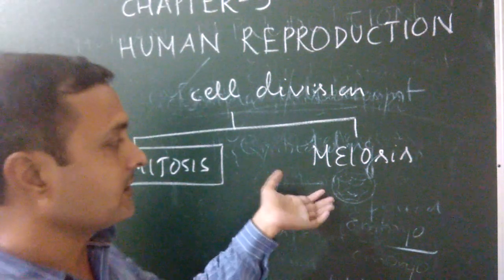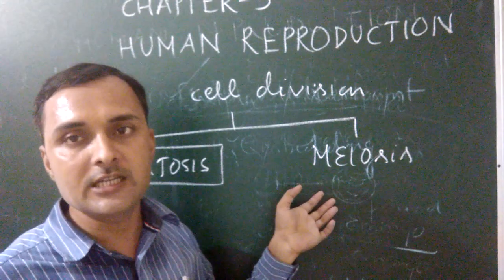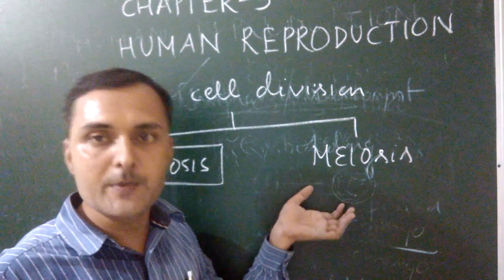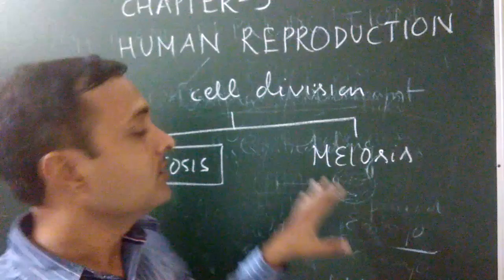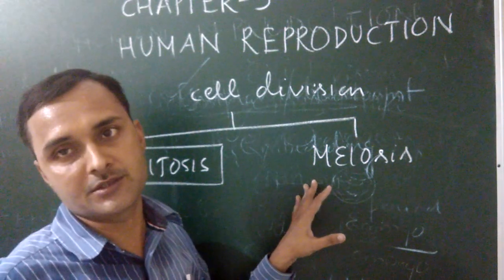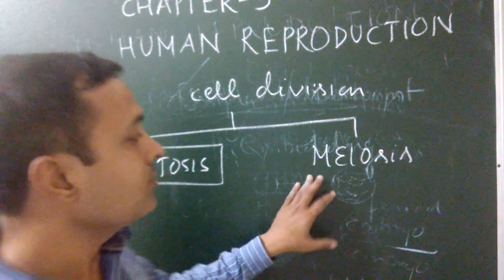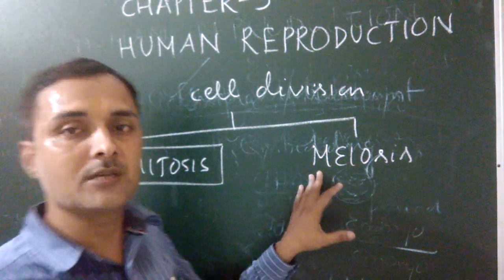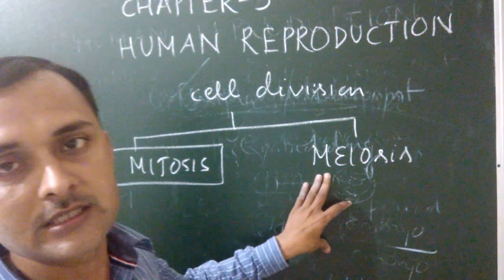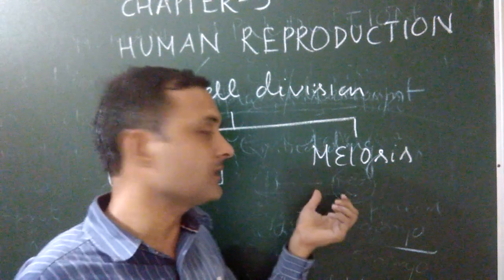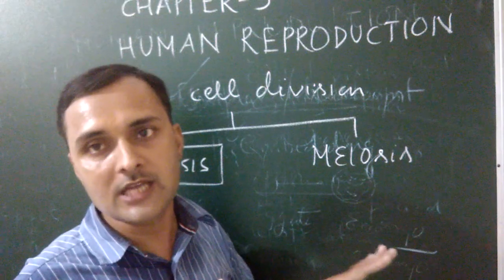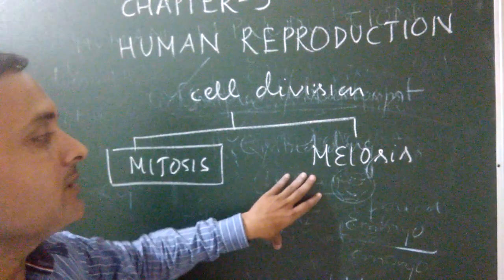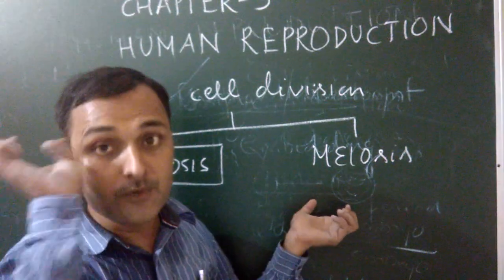What is meiosis? The process by which a parent cell divides into four daughter cells having half the number of chromosomes is known as meiosis cell division. In humans, meiosis takes place only during gamete formation. It is also known as reductional cell division because the number of chromosomes becomes half in the daughter cells. Once again, what do you mean by meiosis? The process by which a parent cell divides into four daughter cells having half the number of chromosomes is known as meiosis cell division. It takes place during gamete formation in the case of humans.